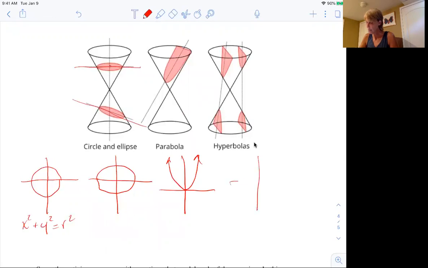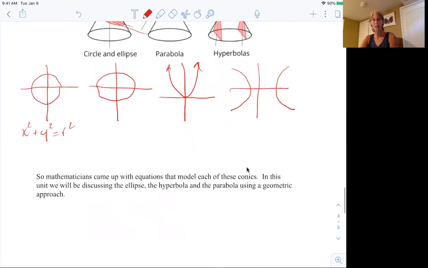And we have the hyperbola, which when we graph it on an XY axis, looks something like that. I mean, my pictures are not that great. This is just to give you a general idea of how the mathematicians took the picture and put it onto graph paper. So our mathematicians then came up with equations that model each of these conics. In this unit, we're going to be discussing the ellipse, the hyperbola, and the parabola using this geometric approach.